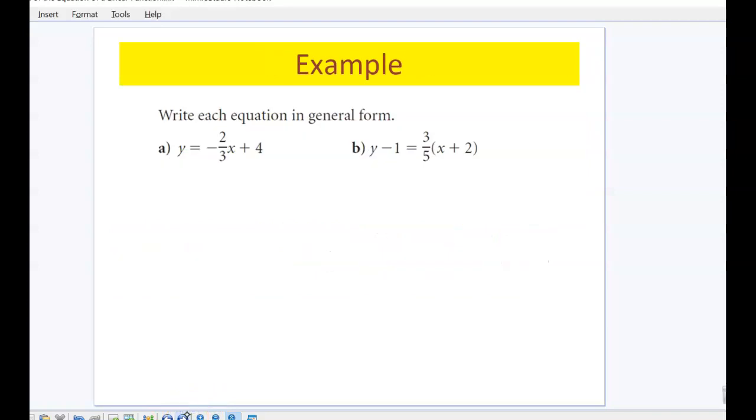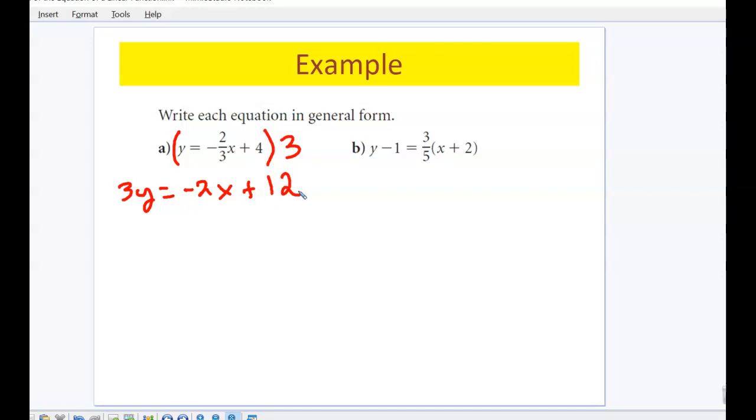Okay, in this question, we are asked to write the equation in general form. So in part A, we are given the equation in the slope-intercept form. General form is not allowed to have fractions. So the first thing we're going to do is get rid of our fractions by multiplying every term by 3. So 3 times y is going to be 3y. 3 times negative 2 divided by 3 is going to be negative 2x. 3 times 4 is going to be 12.